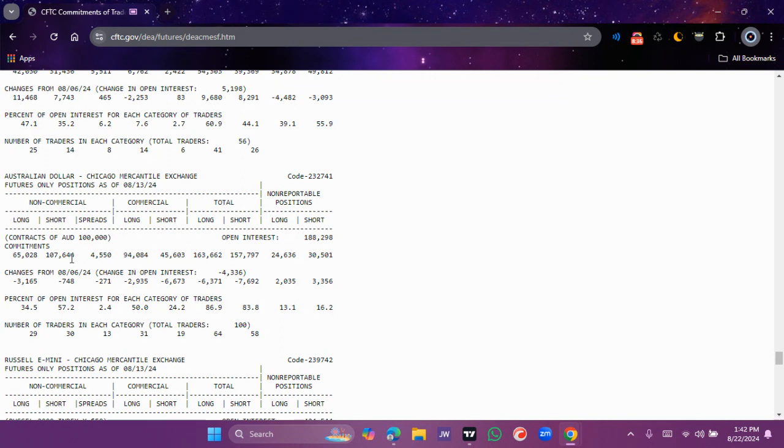As you can see, these are contracts of 100,000 AUD. So by the way, just think that if you're trading your prop firm or whatever account, these positions which they have here are over your 100K account.